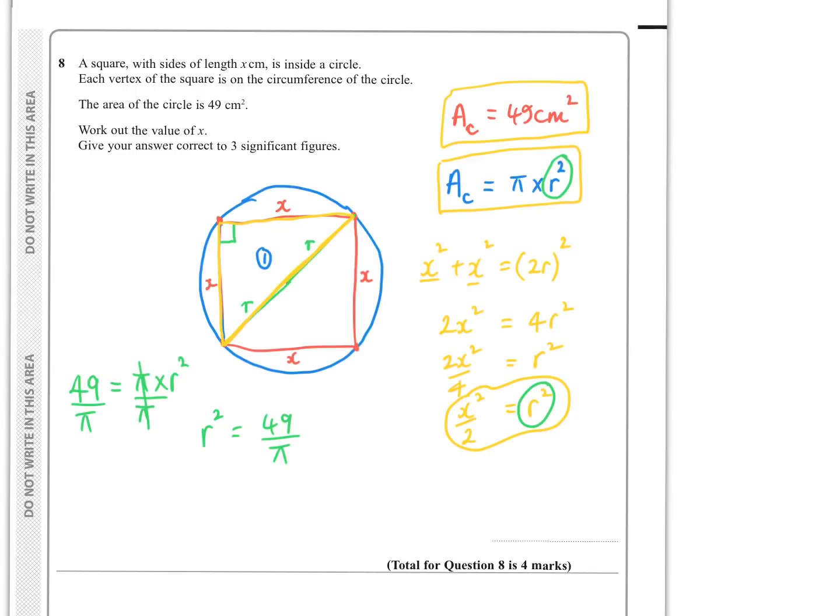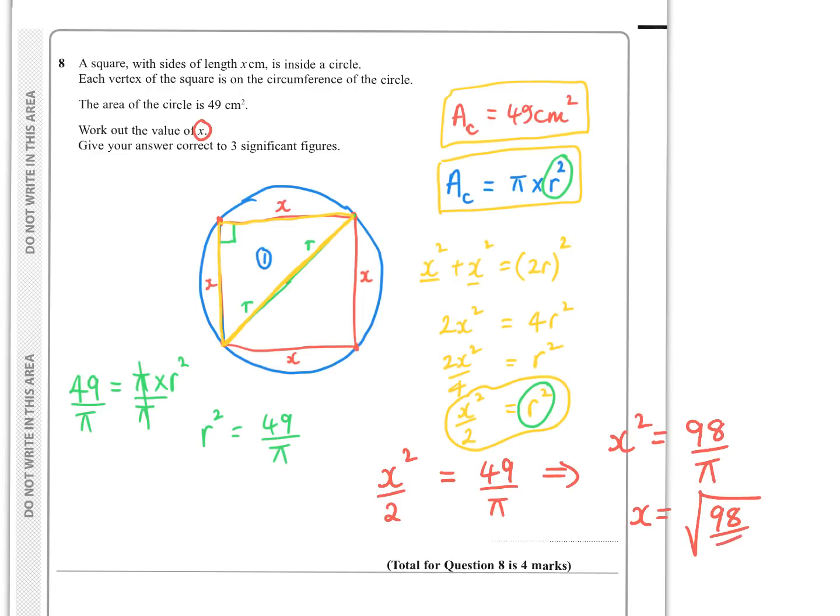then we can say that x squared over 2 equals r squared, which is 49 over pi. If we times both sides by 2, that will give us x squared equals 98 over pi. We want x, which is going to be a positive number, because when you do a square root, there's a positive and a negative. So we want the positive. So x is going to be the square root of 98 divided by pi.